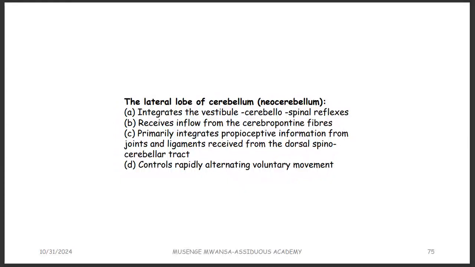Lateral lobe of the cerebellum, neocerebellum, integrates the vestibulocerebellar reflex, receives inflow from the cerebropontine fibers, primarily integrates proprioceptive information from joints and ligaments received from the dorsal spinocerebellar tract, controls rapid alternating voluntary movement. Which one can we pick? The lateral lobe of the cerebellum, the neocerebellum? D. Is there anyone else with an option?